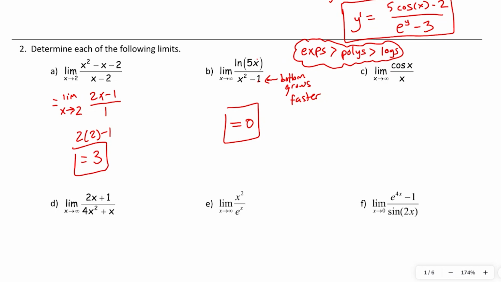Okay, so C, we've got cosine of x over x. In this case, x on the bottom is growing faster again. The bottom grows faster. The top is not even growing at all. It's periodic, or it oscillates is another way to put it. So the value of the numerator is just going to bounce between 1 and negative 1. It's not growing at all. But the denominator is growing much faster. So we've got a small number over a larger number. This is going to equal 0.